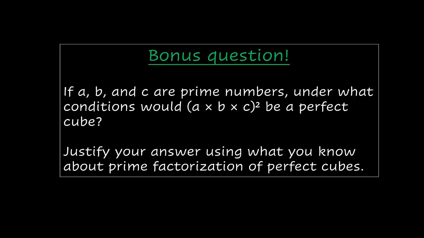Here's an interesting bonus question. If A, B and C are prime numbers, under what conditions would A times B times C, the whole squared, be a perfect cube? Justify your answer using what you know about prime factorization of perfect cubes.